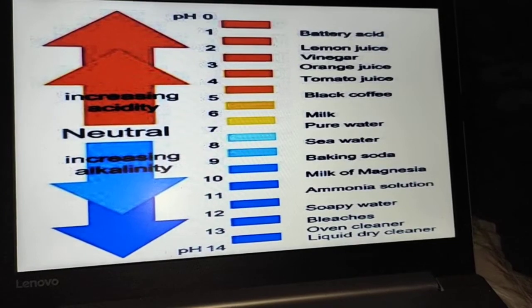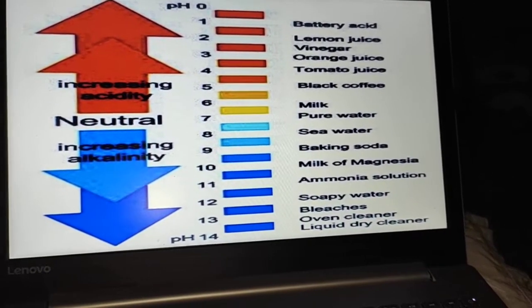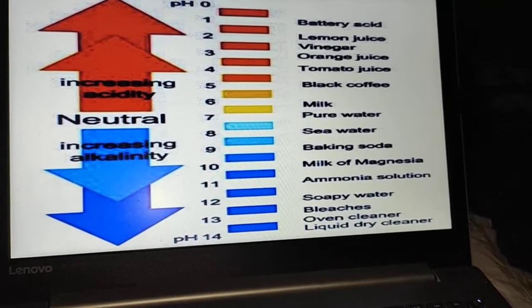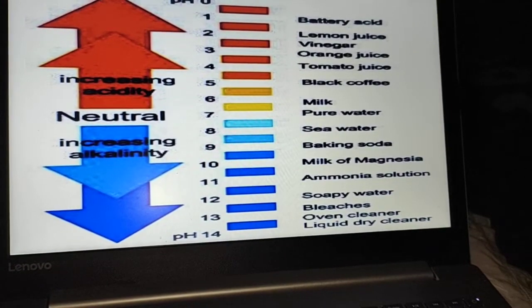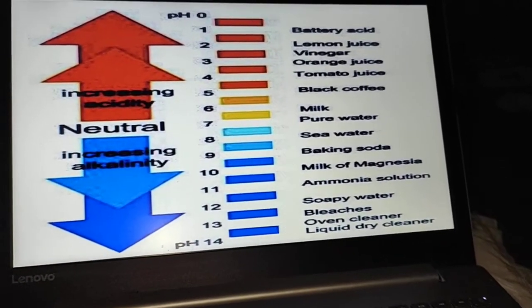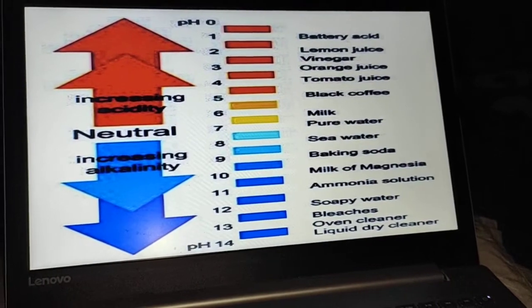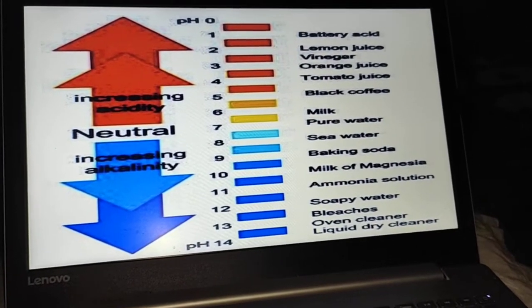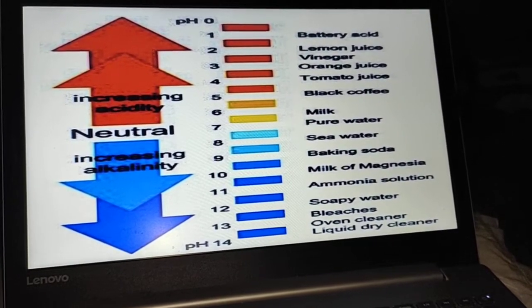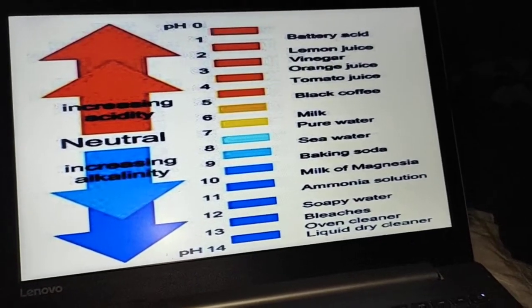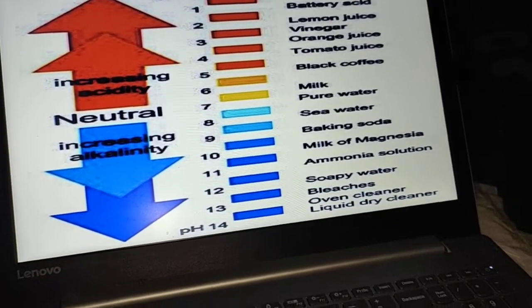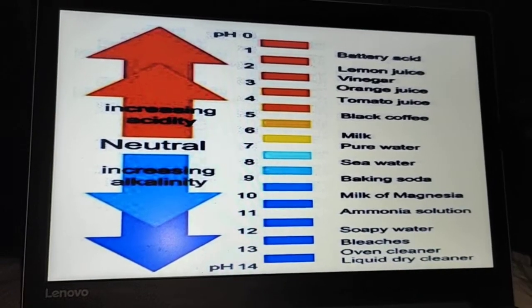So these are the some pH scaling: battery acids, lemon juice, vinegar, orange juice. तो these showing the acid. सबसे ज़्यादा battery acid के अंदर acid present होता है. Lemon juice, फिर vinegar, orange juice, tomato juice, black coffee, milk. Milk is something having because lactate is present in that. So there is some acidic content.